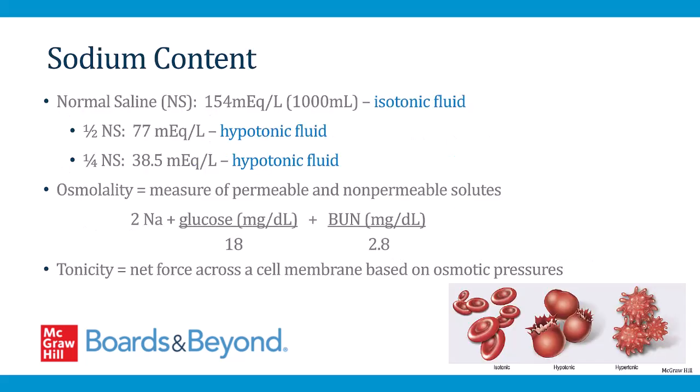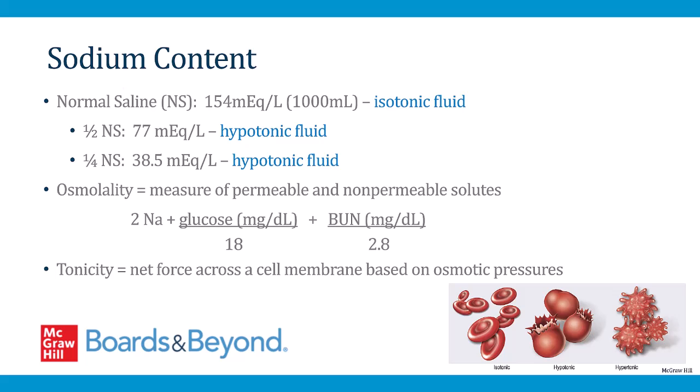When providing supplemental sodium, IV fluids are written as a fraction of normal saline, or NS. Full normal saline equates to 154 milliequivalents per liter, or 1,000 mLs, which is generally thought of as an isotonic fluid. Half normal saline, which is 77 milliequivalents per liter, and quarter normal saline, or 38.5 milliequivalents per liter, both are thought of as a hypotonic fluid.